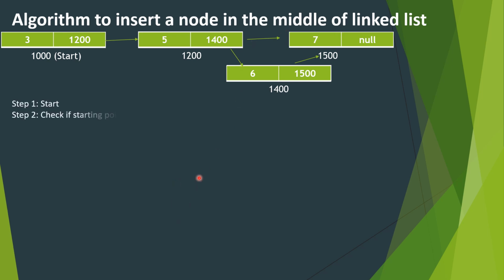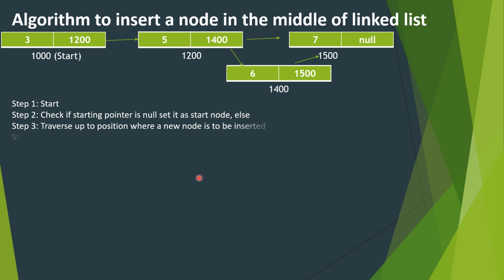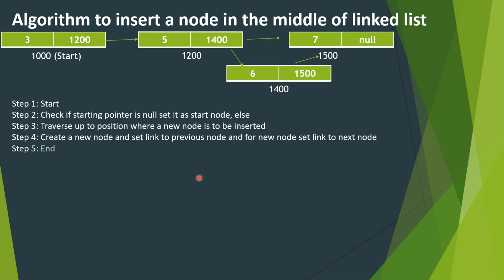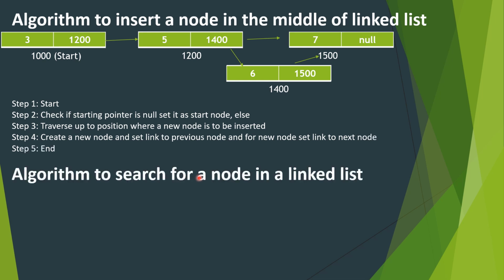So the algorithm: start. Check if the starting pointer is null, then set it as the start node. Otherwise, traverse up to the position where the new node is to be inserted, create a new node and set its link to the previous node, and for the new node set the link to the next node. End. Now the algorithm to search for a particular node in a linked list.